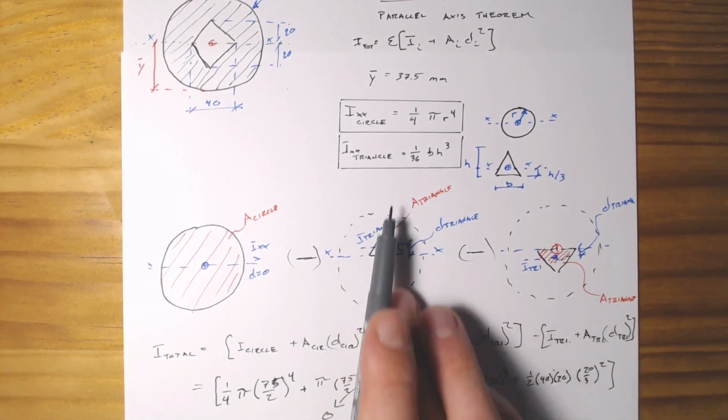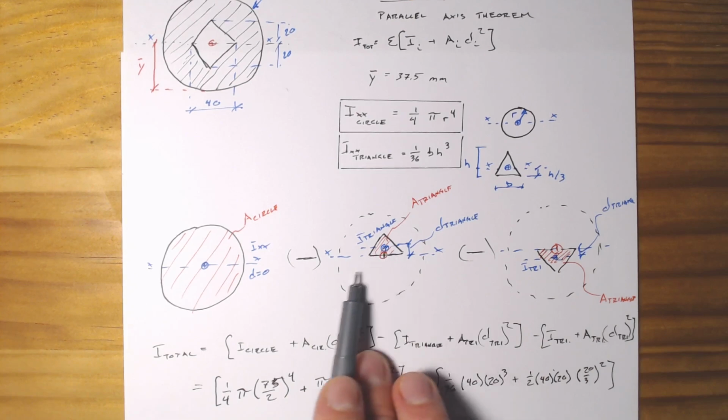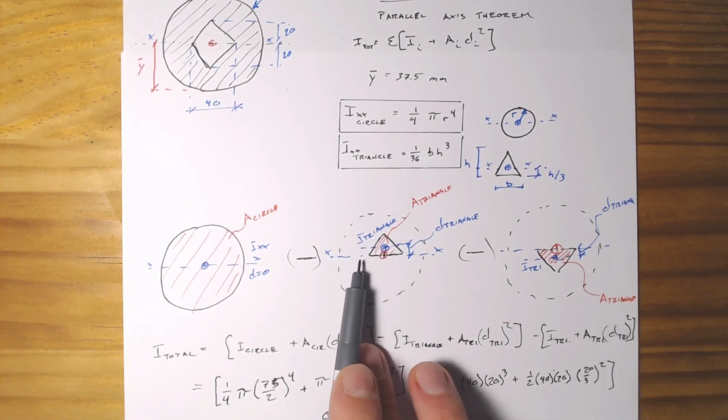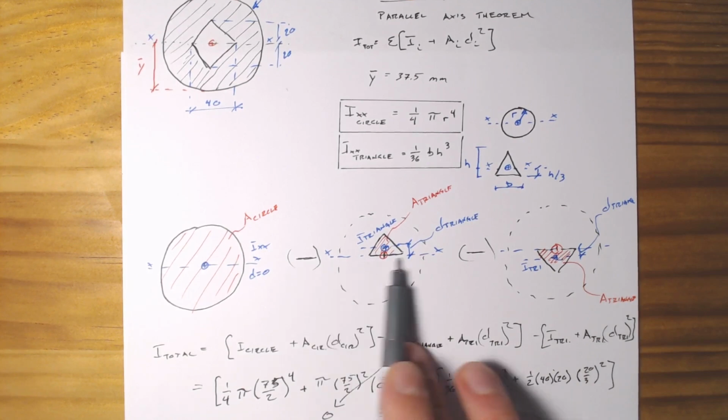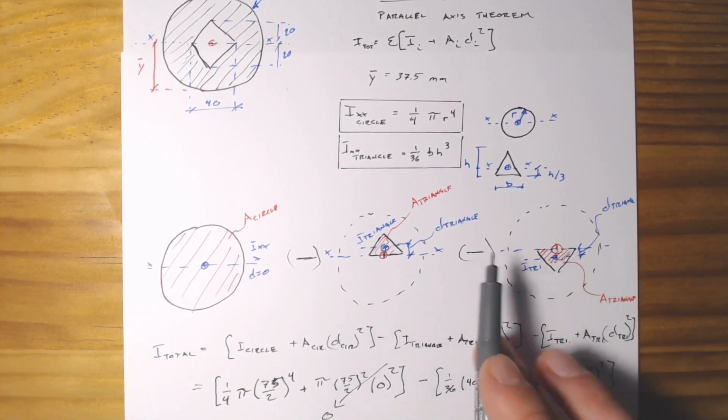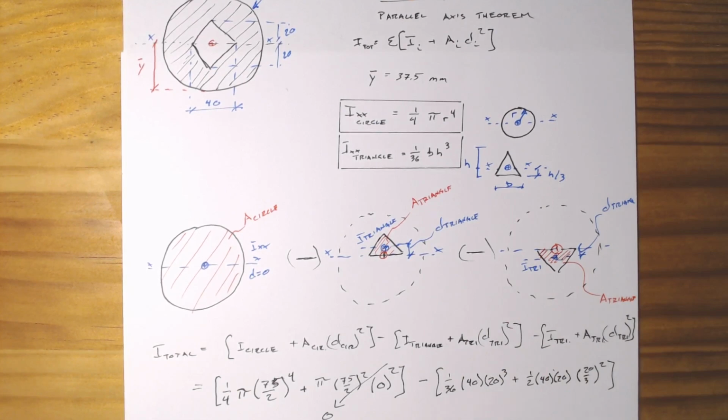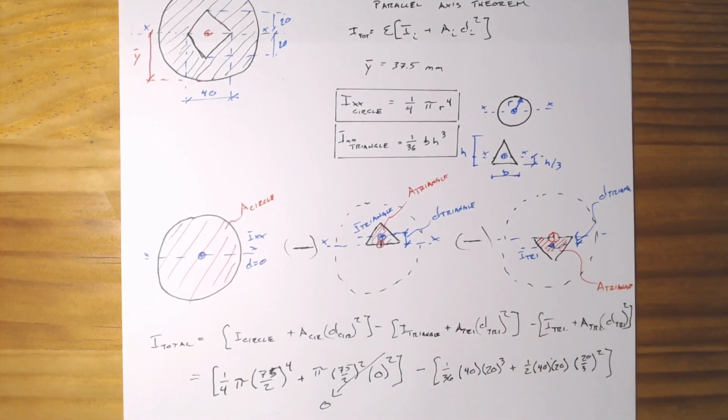Obviously, if the triangle was moved further up, we would have to work out what that additional distance was to the centroid, but because, like I said, the triangle's base is right on the centroidal axis, it's simply going to be that distance of that centroid. And then we're going to subtract out, again, the bottom triangle, but you can see it's symmetric, so it's effectively going to be the same formula here. 1 over 36, 40 times 20 to the third, plus 1/2 times 40 times 20 times 20 over 3 squared.